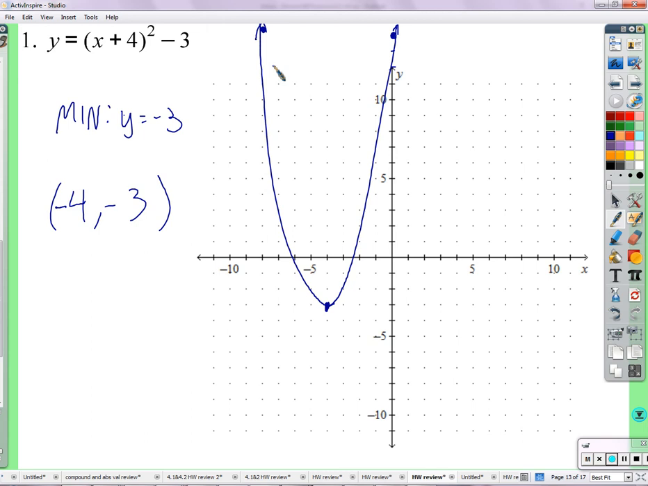You don't have to plug in 0, that's pretty high up there. Maybe I can just plug in like negative 2. It's 2 squared minus 3. 4 minus 3, 1. So we put in negative 2 and got out 1, that's pretty close. And then if we go 2 this way, well that's not as close.